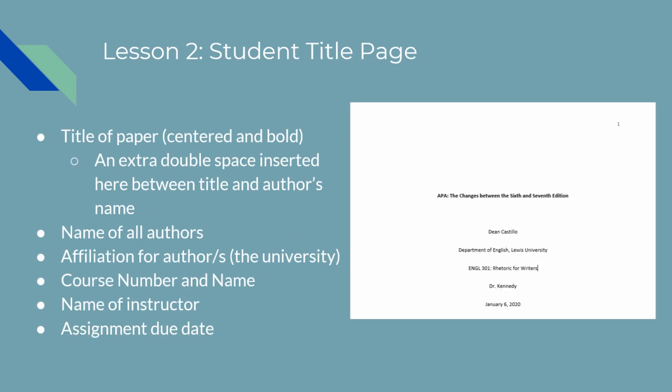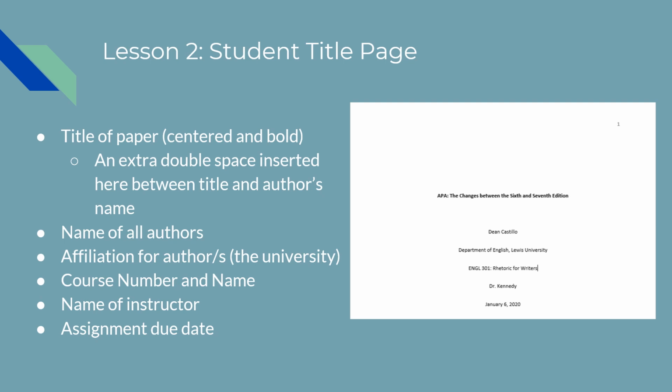The title page is one of the changes that was made from APA 6 to APA 7. Now the title page will have the title of your paper centered and bold, and all the information will be double spaced, but you'll have an extra double space inserted between the title of your paper and the author name. You will then list your name, or if it's a group paper, all of the authors, and then you'll have your affiliation, so that would be your department and then Lewis University. You'll then have the course number and name, the name of the instructor, and the assignment due date.